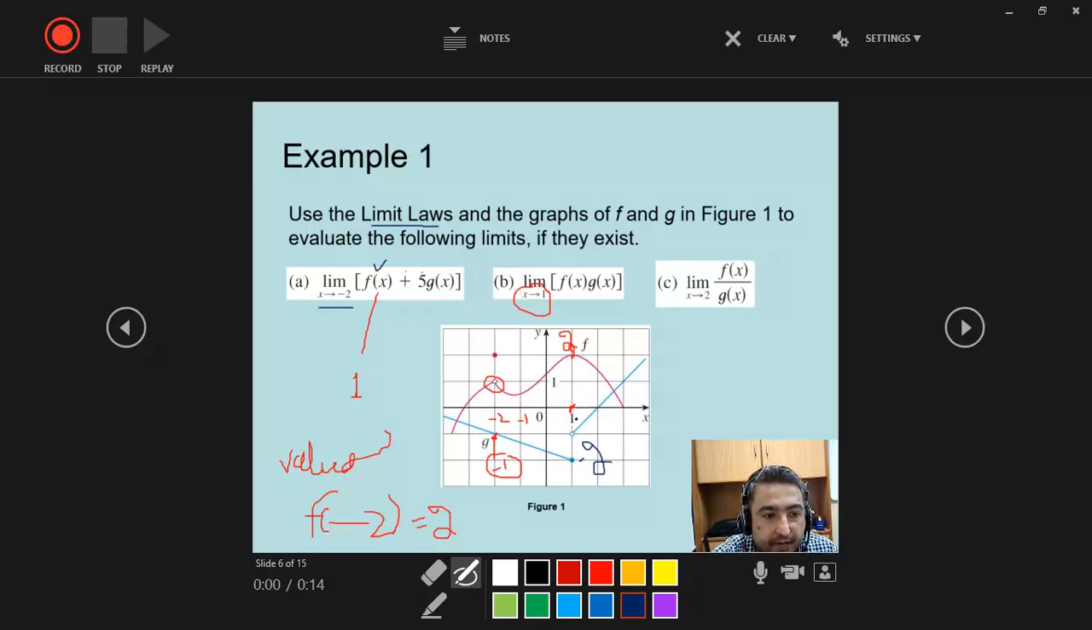The limit of f when x approaches 1 is 2, because the left-hand side limit and the right-hand side limit both approach 2. But this is a value, not a limit. Okay, this is the value 2. For g of x when x approaches 1, it approaches -1 from the right, and from the left of 1 the function approaches -2.